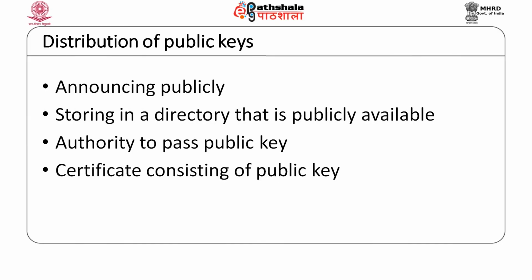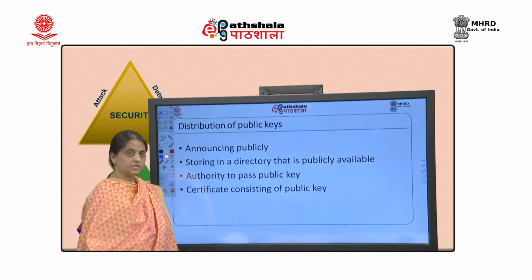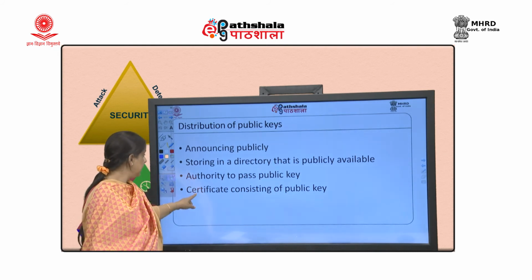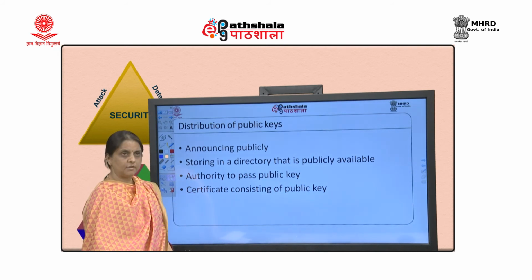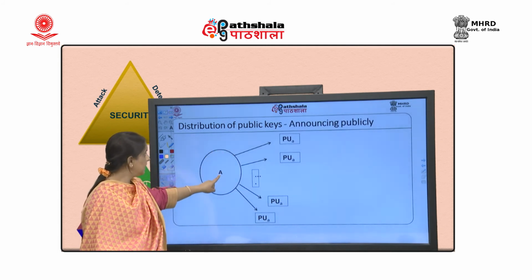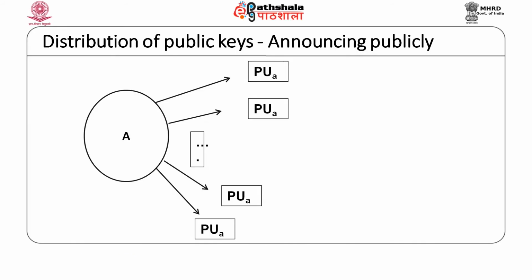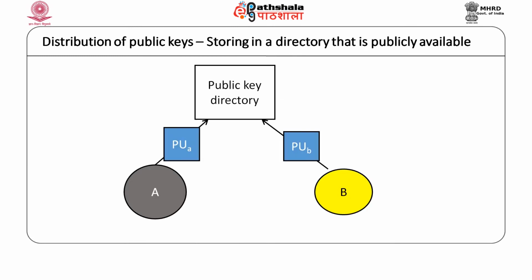Now, distribution of public keys: it is a question how a public key can be distributed. There are 4 ways: announcing publicly, storing in a directory that is publicly available, an authority, there must be some authority to pass the public key, and a certificate that consists of the public key. For announcing publicly, there is a bulletin board where A would put its public key and everyone can read what the public key of A is.